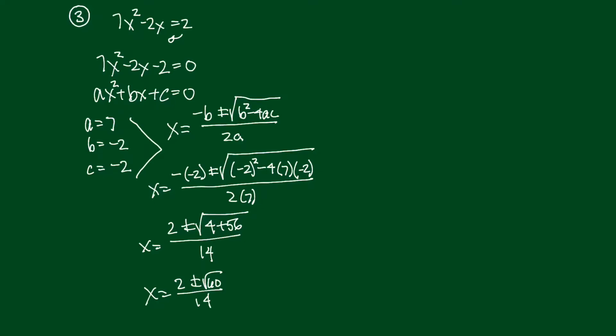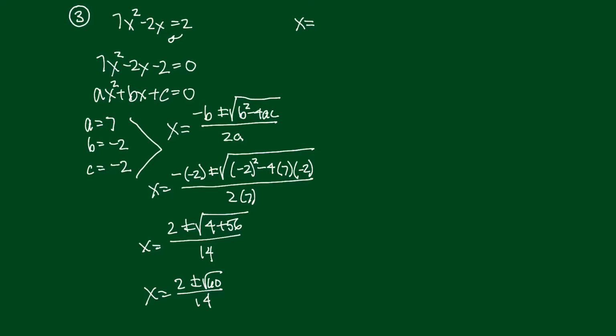And now that 60, we can simplify this. I can break 60 into two numbers, one of which I know the square root. 4 goes into 60 15 times, and I know the square root of 4. So I'm going to rewrite this right here, up here.